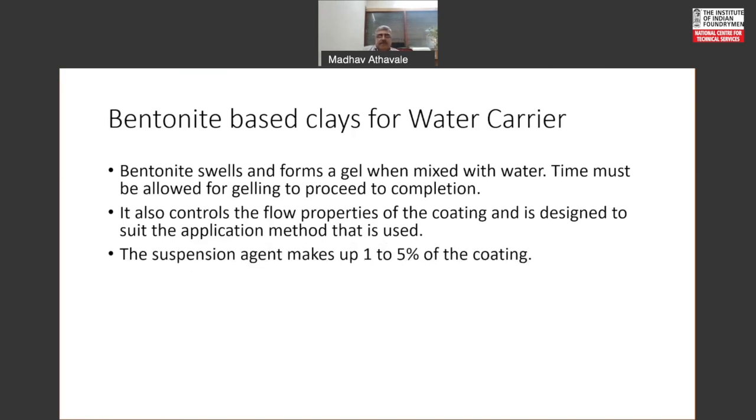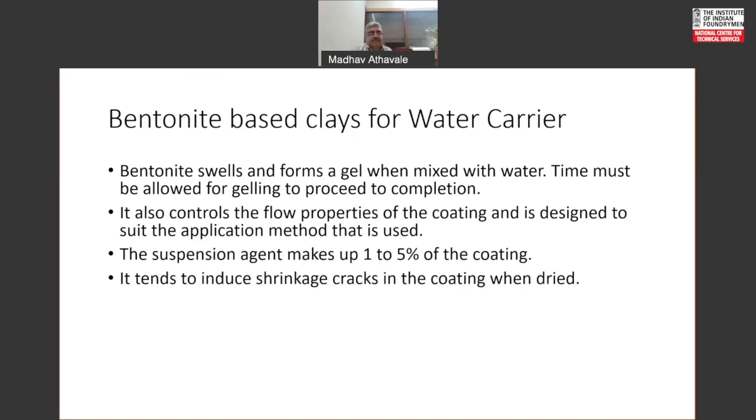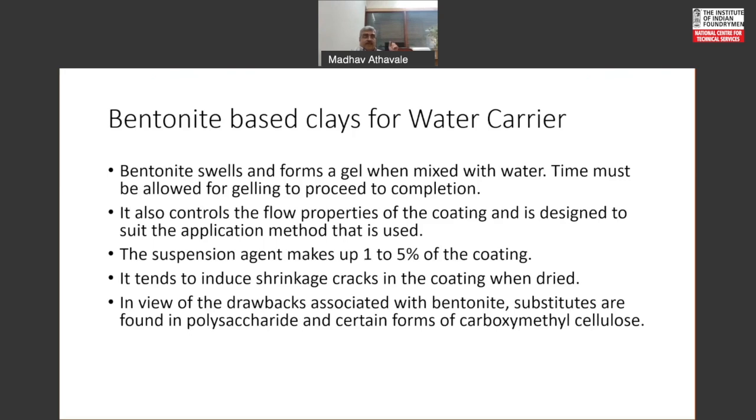Suspension agents can make up from 1 to 5% of the coating. Somebody may ask why such a wide range. It depends on what kind of a filler you are using. If you have a lighter filler, you may require less amount of suspension agent. Higher the suspension agent, the tendency for shrinkage cracks when it is dried can happen.